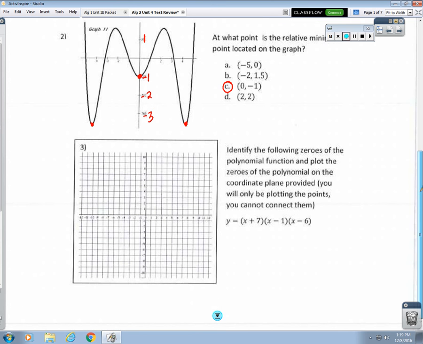Number 3. Identify the following zeros of the polynomial function and plot the zeros of the polynomial on the coordinate plane provided. You will only be plotting the points. You cannot connect them. How do you plot a point for the factor x plus 7? Where do you plot it? Right, -7. Where do you plot a point for the factor x minus 1? Right. And where do you plot a point for the factor x minus 6?